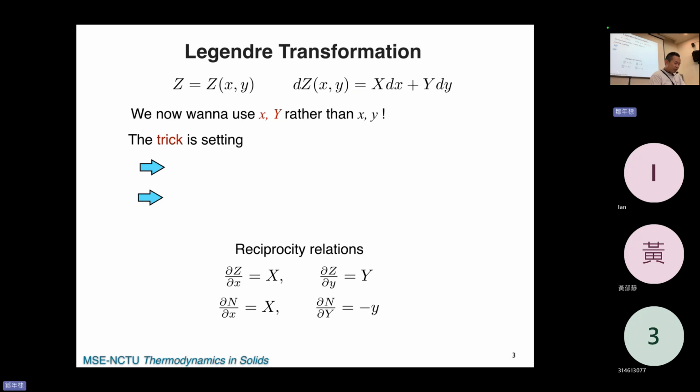Okay, next, another Legendre transformation. We want to change only one of them, so that xy becomes small x, big Y. The trick is very similar. We define n as a function of small x and capital Y, and we just set n equal to z minus small y times capital Y.